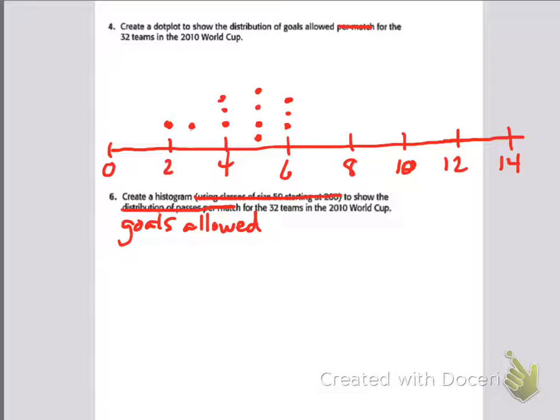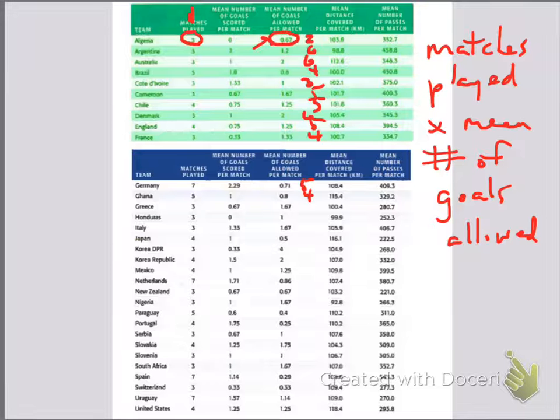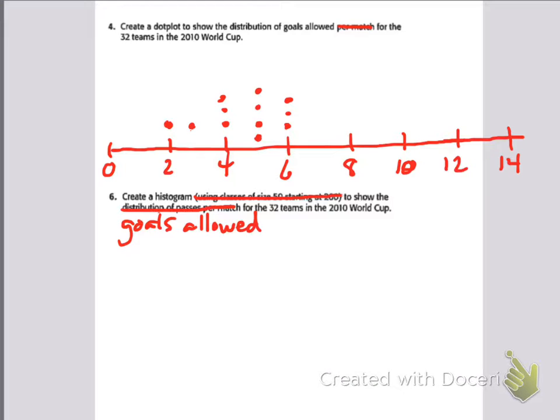Okay. Now, the histogram. Now, we're not going to go through the rest of these. That's insane. Okay. However, when it says to create a histogram to show the goals allowed for the 32 teams in the 2010 World Cup, this is what we're going to do. Okay, we make a chart. The frequency always goes on the side.